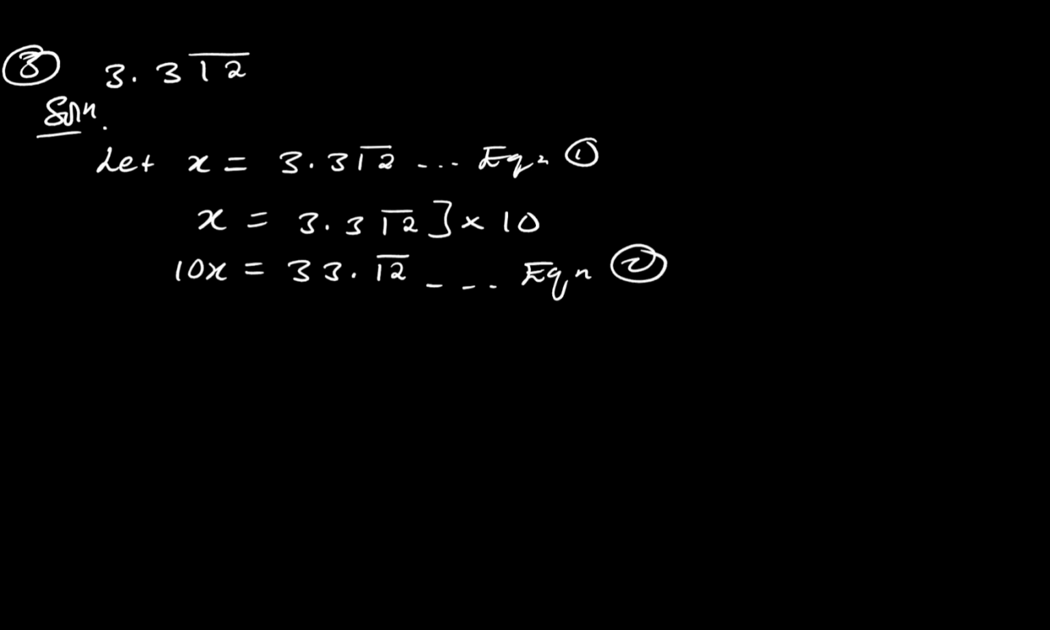Now, once you have equation number 2, you still have the bar mark value there. The goal is to push it to the left-hand side of the decimal point. Now, you are having 10x being equal to 33.12 bar. So you are going to multiply this by a number that will allow you to push 1 and 2 to the left-hand side of the decimal point. Now you're having two numbers underneath the bar.